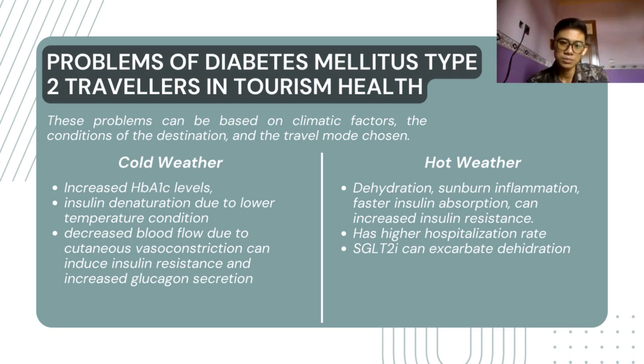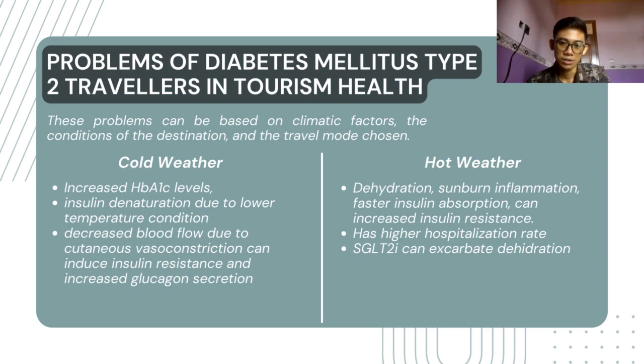So there are two main conditions in traveling. The first one is cold weather and the second one is hot weather. In the cold weather, we need to pay attention to increasing HbA1c levels. We need to pay attention to insulin denaturation due to lower temperature conditions, and also the decreased blood flow due to cutaneous vasoconstriction that can induce insulin resistance.